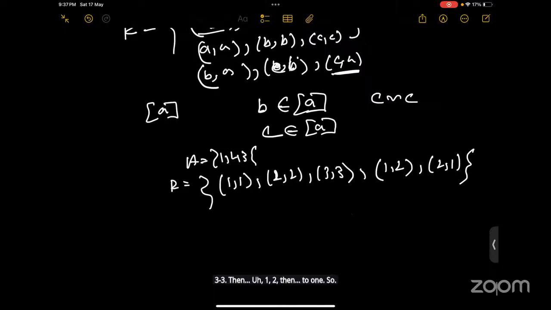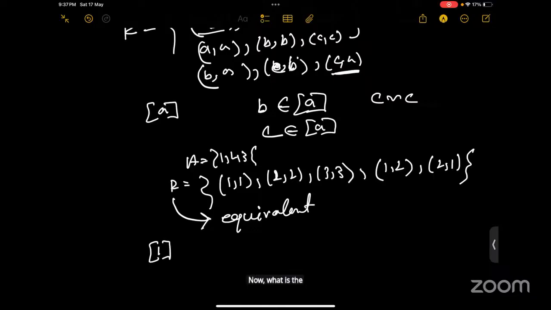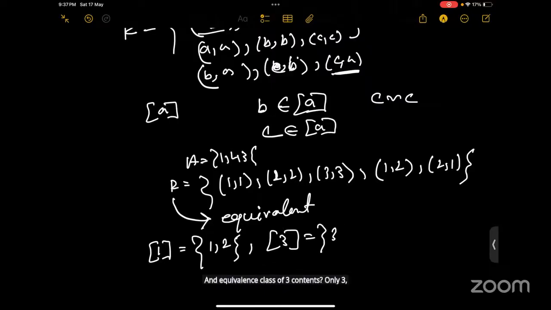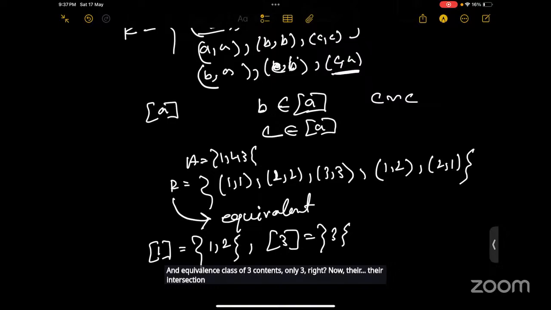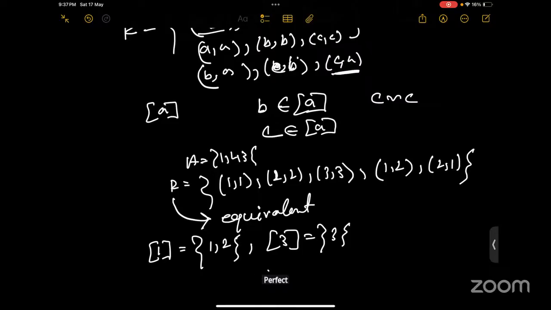First of all, is this relation an equivalence relation or not? Yes, it is equivalence, right? Now, what is the equivalence class of 1, according to the definition? 1 and 2. Right. And the equivalence class of 3 contains only 3, right? Now their intersection is empty and the union is the whole set, right? Correct. Yes, ma'am.